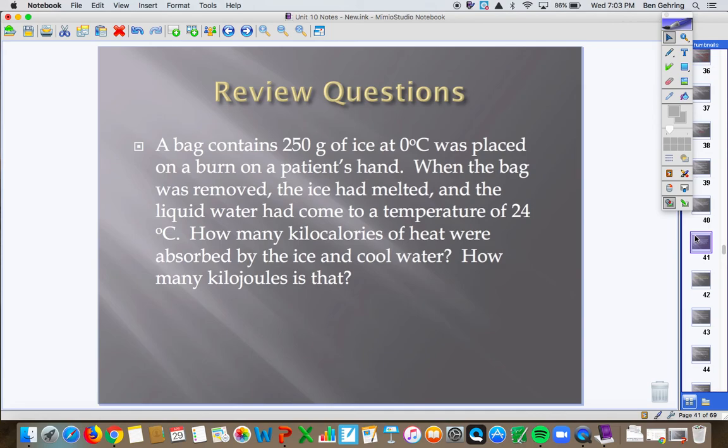And then your last set of questions. A bag contains 250 grams of ice at 0 degrees Celsius. It's placed on a patient's hand. When the bag was removed, the ice had melted and the liquid water had come to a temperature of 24 degrees Celsius. How many kilocalories of heat were absorbed by the ice and cool water? How many kilojoules is that? So there's practice at your conversions. Give these a shot.